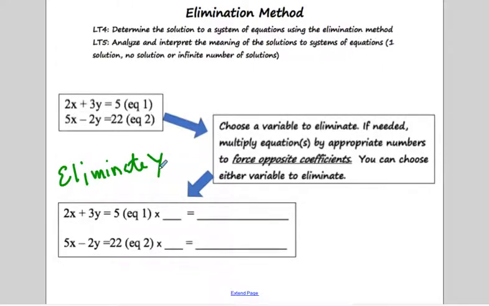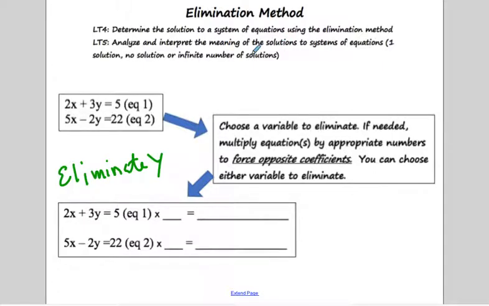We're going to eliminate the y. What we're going to do is multiply, because these aren't opposites yet. If I add 3 and negative 2, I don't get 0. So we're going to multiply by a value that's going to get opposites. We look at 3 and negative 2 and ask, what number do both 3 and 2 go into? The smallest number is 6, so we're going to force this 3 to be a 6.